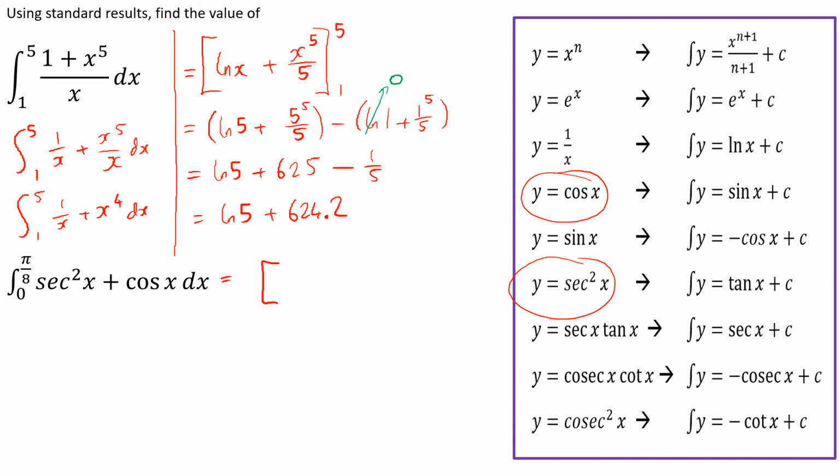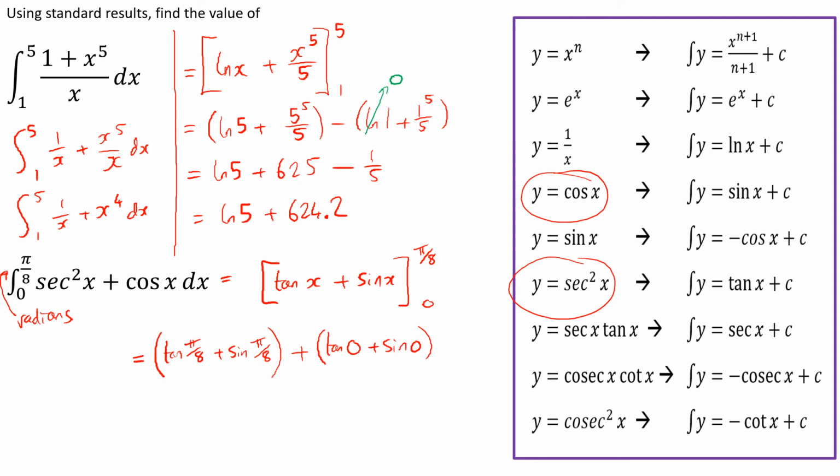We can say that we have got, well, sec squared goes to tan x. Just going to point at this and say radians. Radians. And cos goes up to sine. We don't need a plus c because it's definite. And what we're going to do is substitute in pi over 8 and 0. Okay, so let's do that. We need to substitute in pi over 8, we need to substitute in 0, and we need to see what we get.